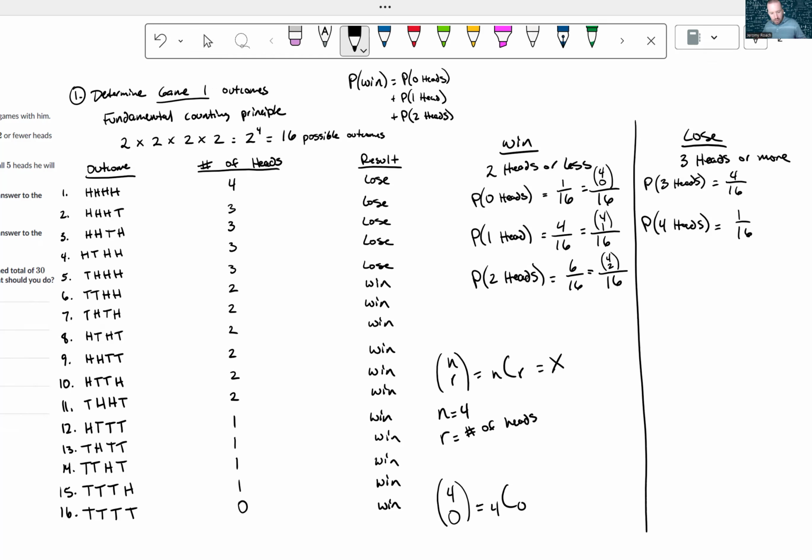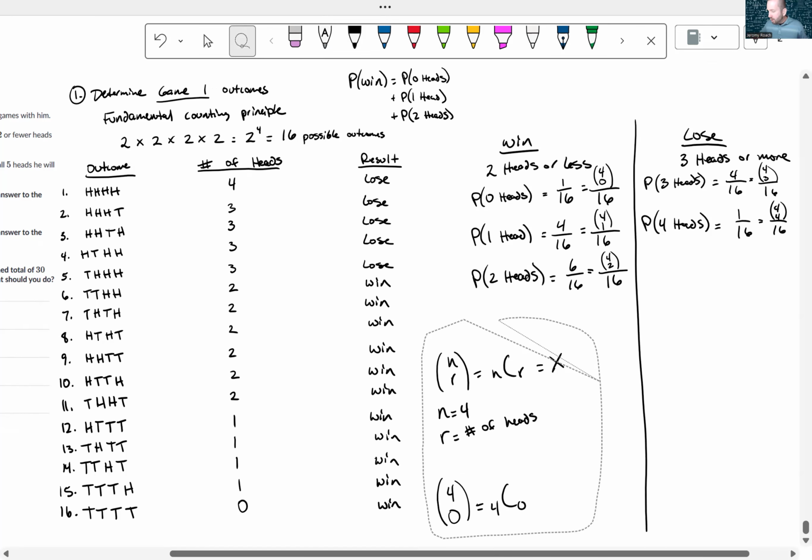You can find combinations in your calculator, and we also went over the formula in some previous lessons. This one would be 4 choose 3 over 16, and this one's 4 choose 4 over 16. So that's how you can mathematically get those without writing out the information on the table, just using the combinations.